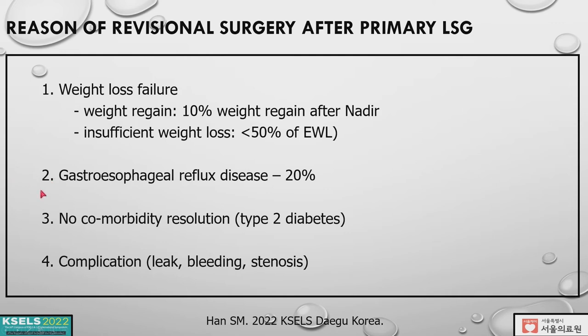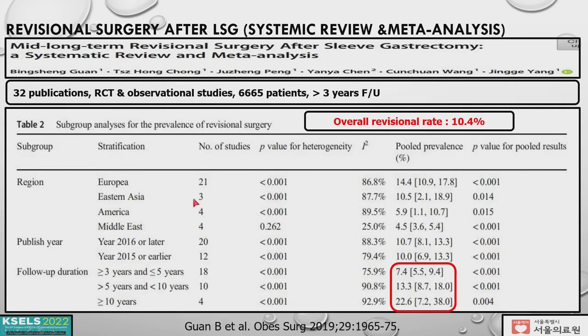And the third is no comorbidity resolution, especially in type 2 diabetes. And so we convert to the SAGES and the Roux-en-Y gastric bypass. You can see here, according to the meta-analysis, there are 32 publications, including RCTs and observational studies, with 6,600 patients and more than 3 years of follow-up.